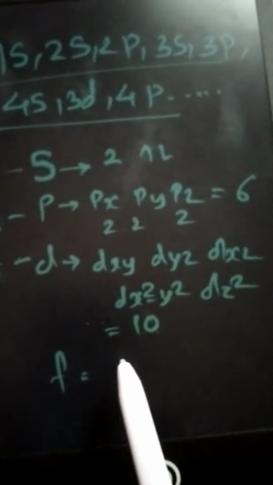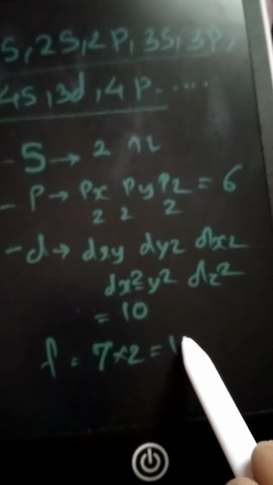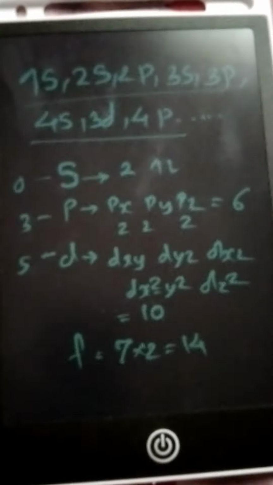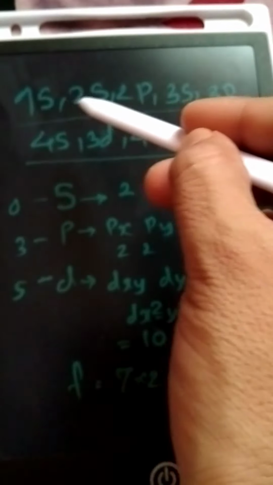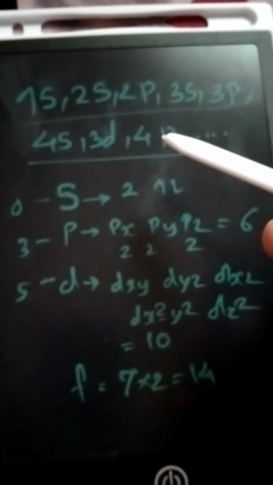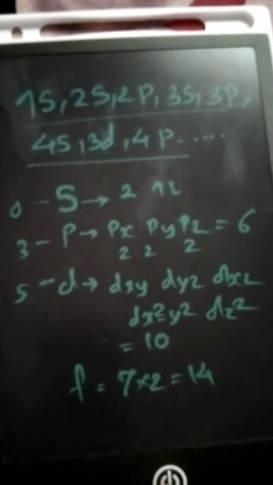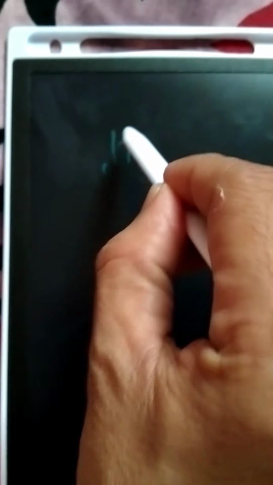The f orbitals have complex shapes, with 7 types, and the capacity is 7 into 2, 14 electrons. So this number of electrons has to be filled following the energy sequence of orbitals for the elements of the s, p, d and f blocks, and we get the configurations of metals and non-metals in the periodic table. Starting with hydrogen, H-1 has 1 electron, 1s1 configuration.